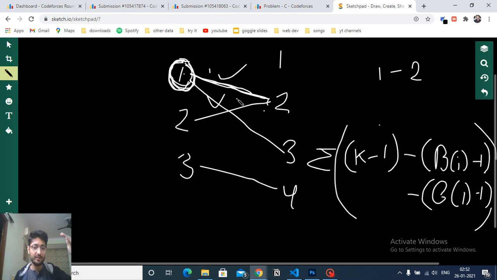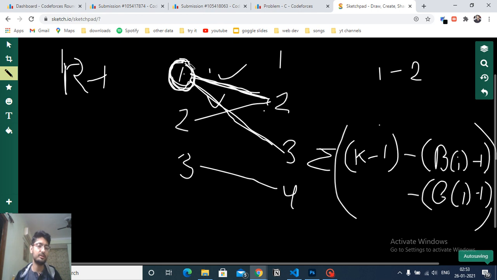Now for finding out how many other pairs are there, we have to find out how many pairs I cannot take, because I know the total number of pairs left is k minus 1, because this pair is taken. So how many pairs are left? K minus 1. Among all the k minus 1 pairs, how many pairs I cannot take? This pair I cannot take, this pair I cannot take. So the total number of pairs I cannot take will be given by this degree of 1.